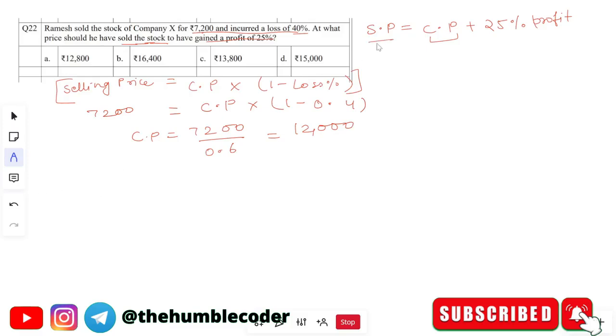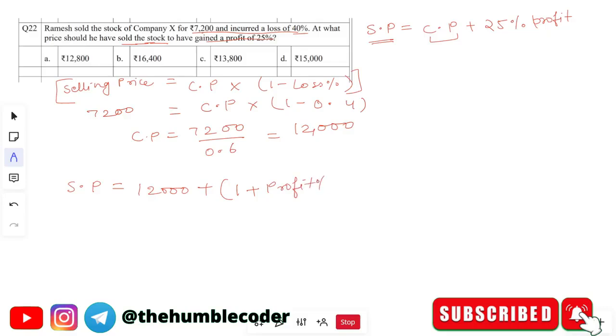In our final answer, what we have to find is the selling price, which is the desired selling price. What we have thought is, first we will need the cost price. Now we have found the cost price, and then 25% profit. What if we would have 25% profit? Then what we would do is 1 plus profit percentage.